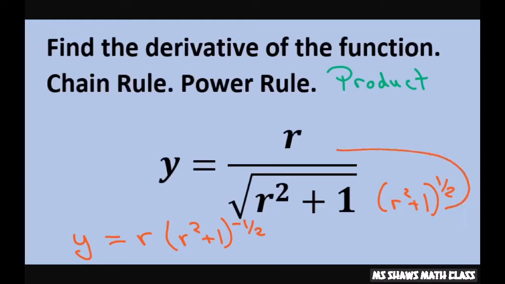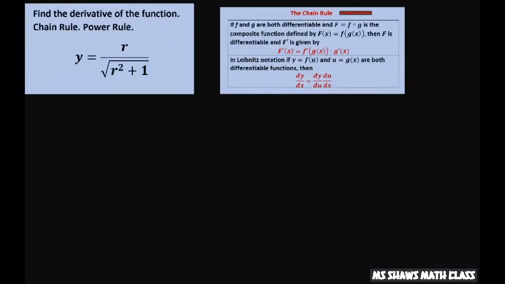And then if you move it to the numerator, you have to use the negative exponent. So that's what I'm going to do. And then I'm going to use the product rule. So let's rewrite that. So it's y equals r times (r squared plus 1) to the negative 1/2 power.